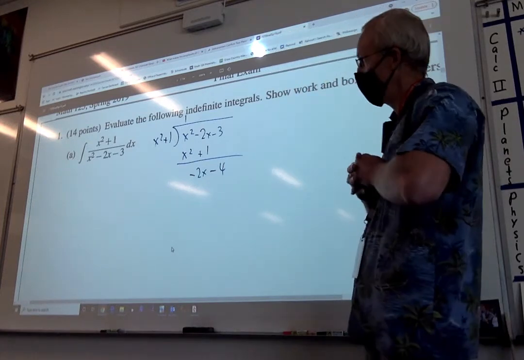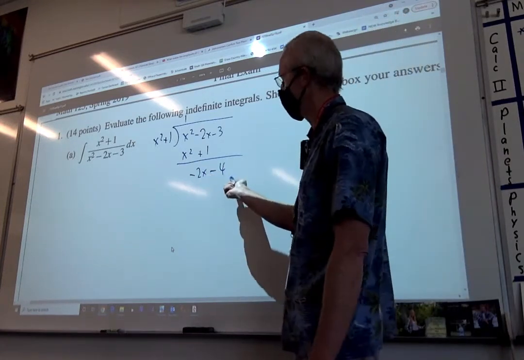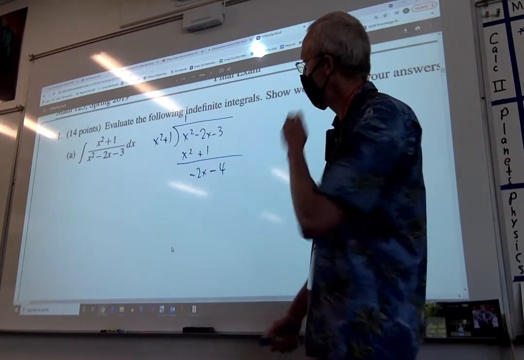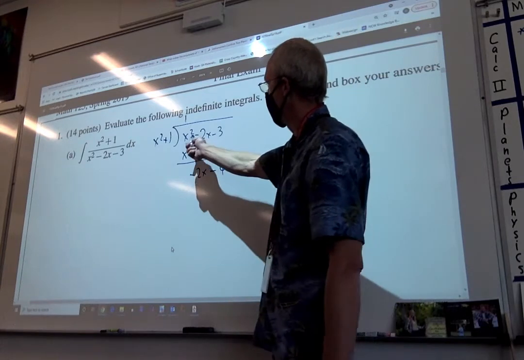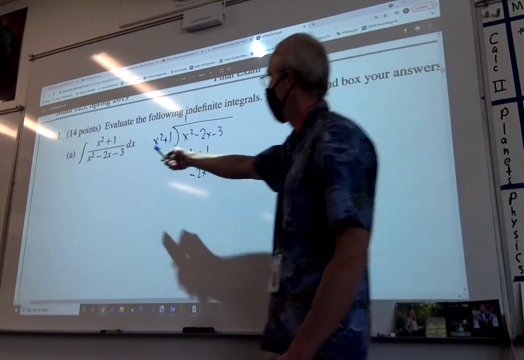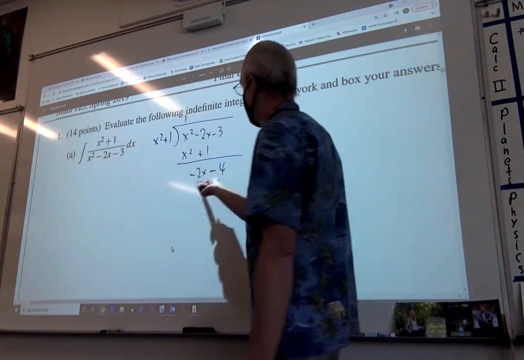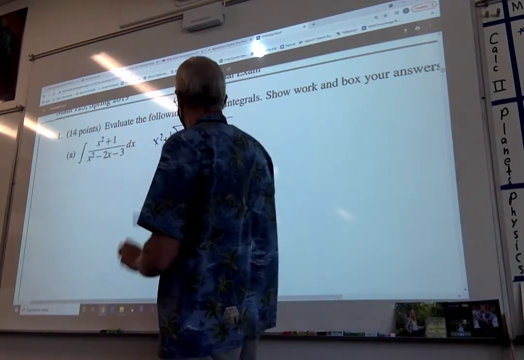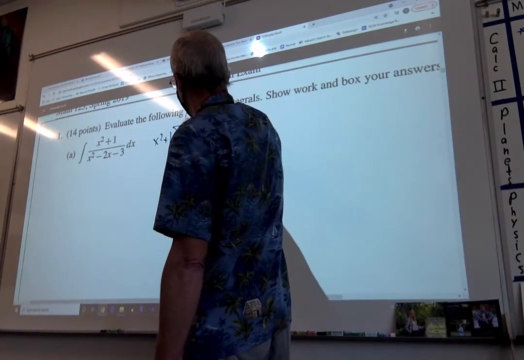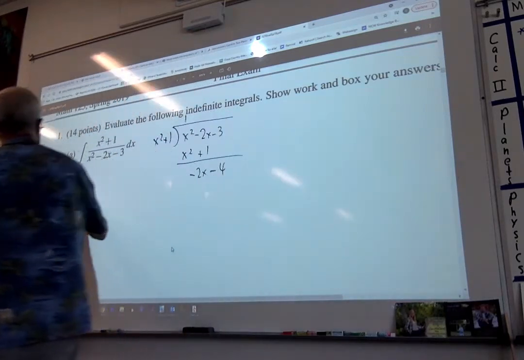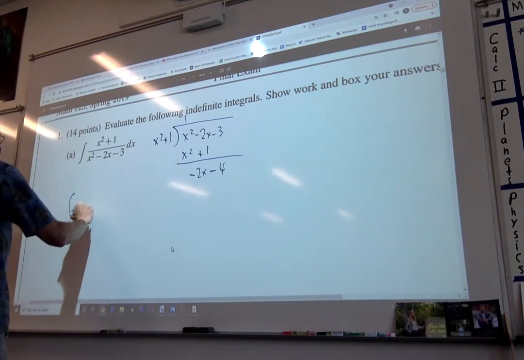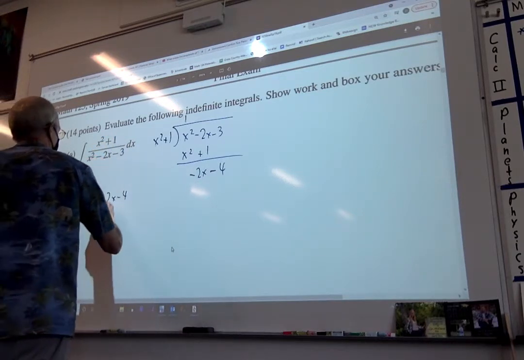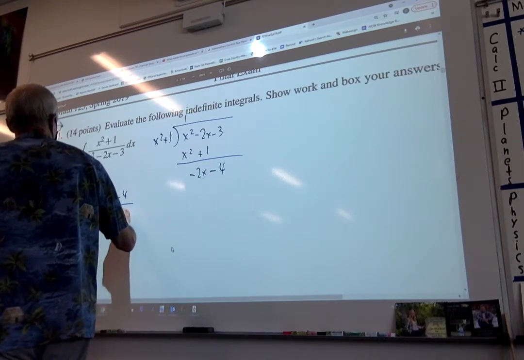Since that does not have an x squared in it, which it never will, you only ever do this once, right? Actually, that's not true, if this was an x cubed or something. But if they're the same, x squared and x squared, you only do this once because the x squared goes away. If it was an x cubed in the top, you might have to do it twice. Okay, so then we're done. So this is what we integrate, and this is a remainder. So this becomes the integral of 1 plus this over that: negative 2x minus 4 over x squared minus 2x minus 3.